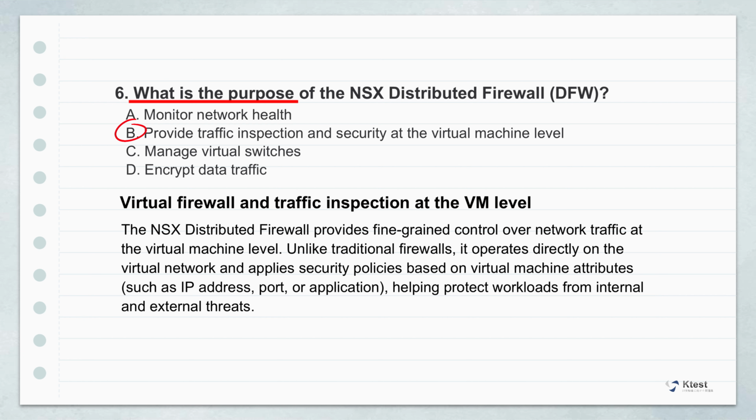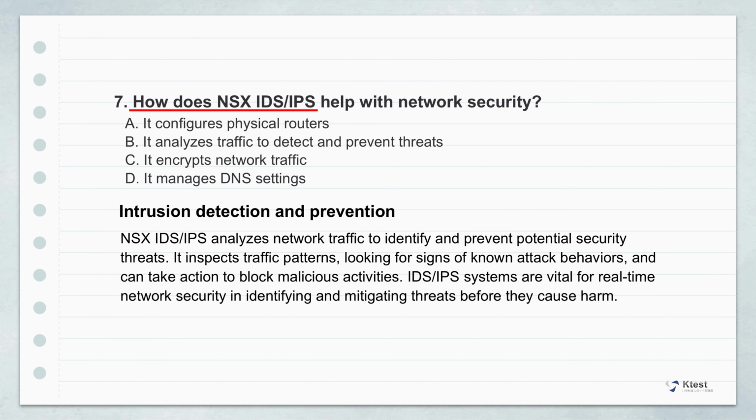Okay. Now, beyond just allowing or blocking traffic, what about looking inside the traffic? Question 7. How does NSX IDS/IPS help with network security? Answer B. It analyzes traffic to detect and prevent threats. Right. So this adds another layer. Think of the firewall, DFW, as the security guard checking passes, who's allowed to talk to whom. Okay. The IDS/IPS is like looking inside the packages they're carrying or listening to the conversations. It analyzes the actual network traffic flowing between VMs. Looking for what? Known attacks. Known attack signatures, yes, but also anomalous behavior that might indicate an unknown threat or policy violation. The IDS, intrusion detection system, part just spots it and raises an alert.